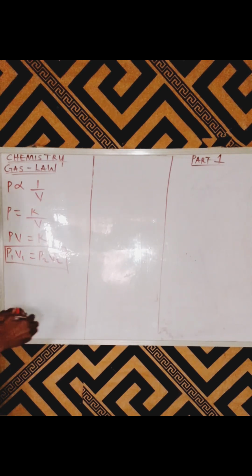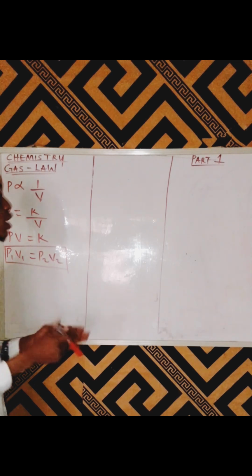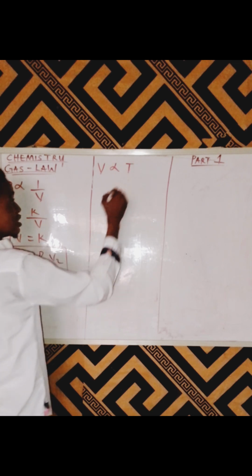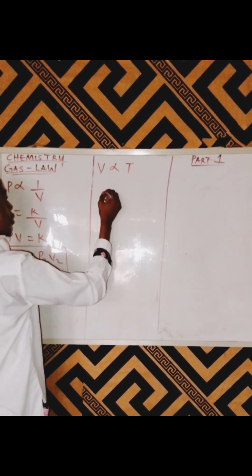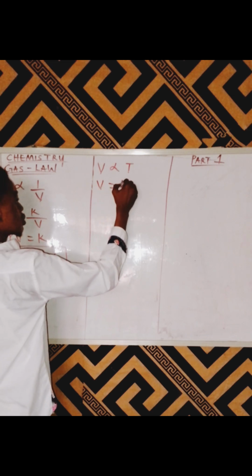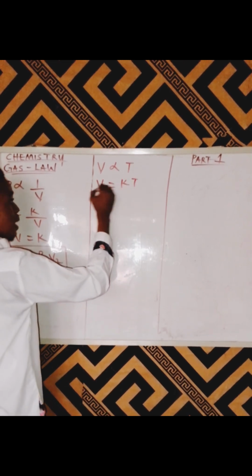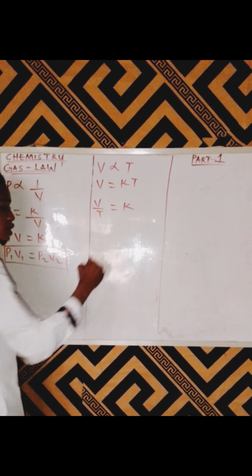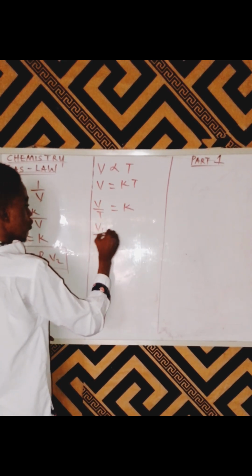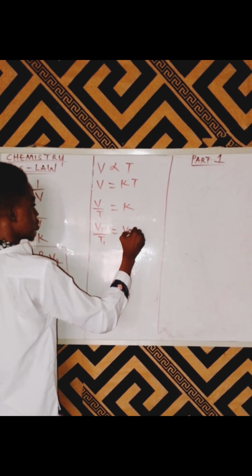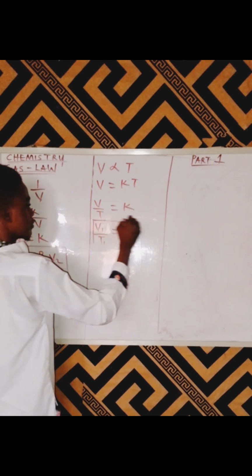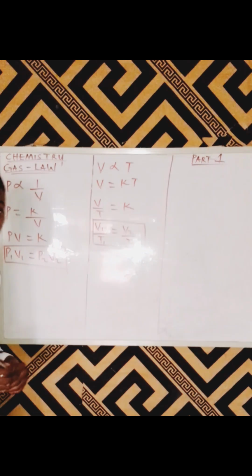Yes, this is the formula for Boyle's law. For Charles' law, it is said that the volume is directly proportional to what? To temperature. So V is directly proportional to T. Yes, so I'm going to have V is equal to KT. If I divide both sides by T, I'm going to have V over T is equal to K. Which I'm saying is V1 over T1 is equal to V2 over T2. This is the formula for Charles' law. Take note of that.